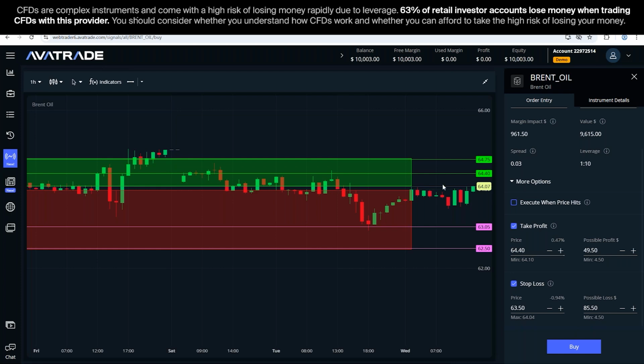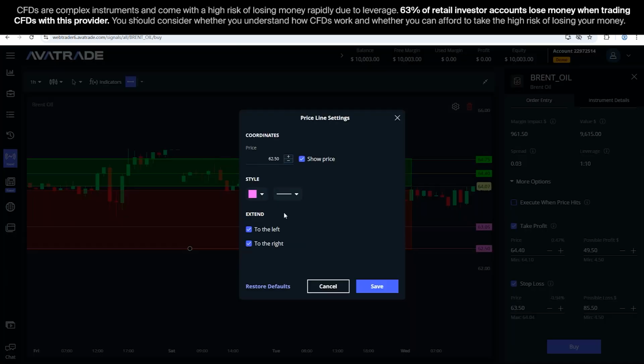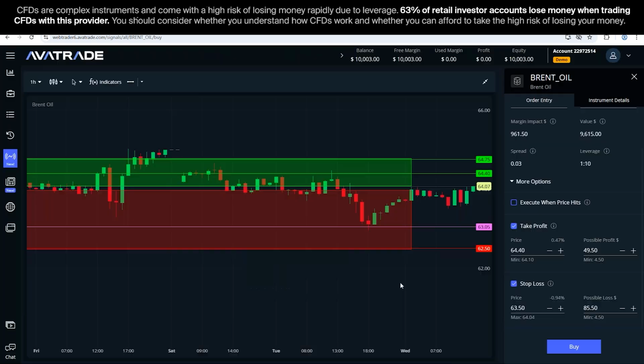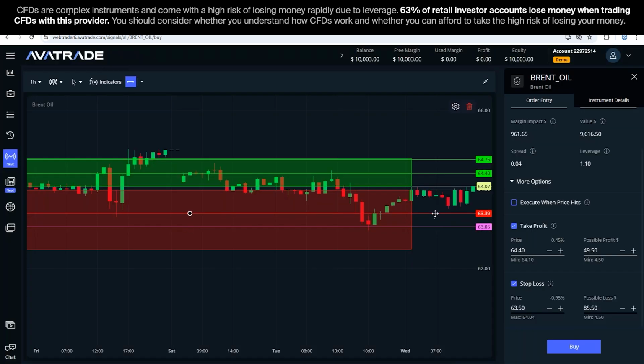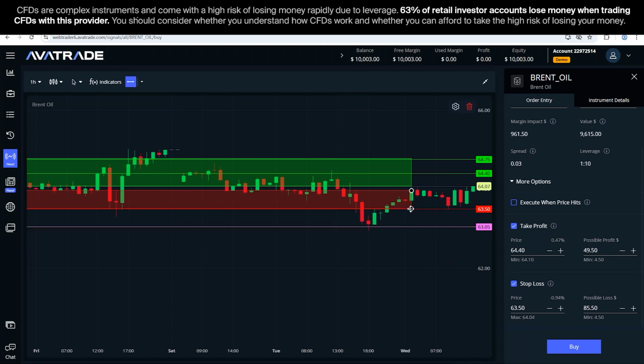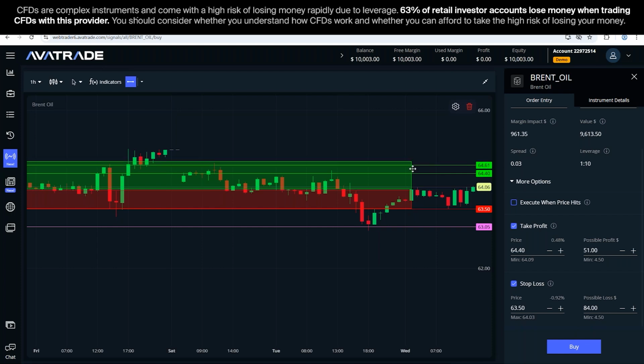Okay, so 64 is where we've got the green line. If it gets to the green line, we're gonna make $50. Take profit stops it automatically with a profit. Stop loss is closing the position automatically with a loss. So we're gonna paint this guy in red. Yeah, and we're gonna raise it to 63.05. Great. And there we are, guys. If it gets to the red line, we're going to lose 85. If it gets to the green line, we're going to make 50.